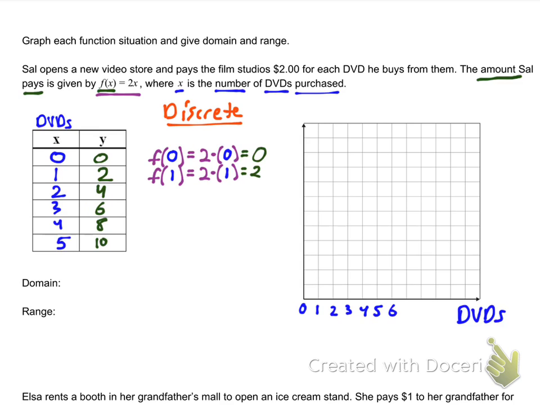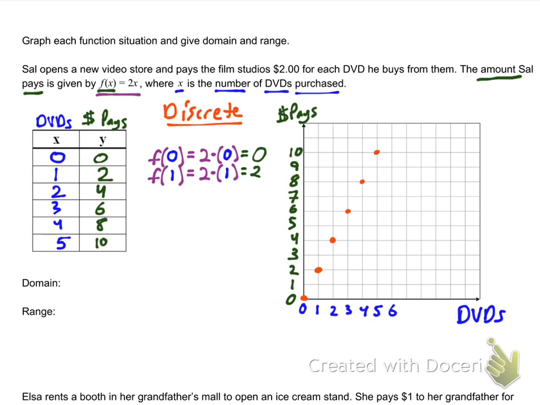That means that y, or f of x, is how much money that Sal pays. So money is paid, and 0, 1, 2, 3, 4, 5, all the way up to 10, because I need to include 10 on there. The points then are (0, 0), (1, 2), (2, 4), (3, 6), (4, 8), all the way up to (5, 10). And you guys notice the pattern.